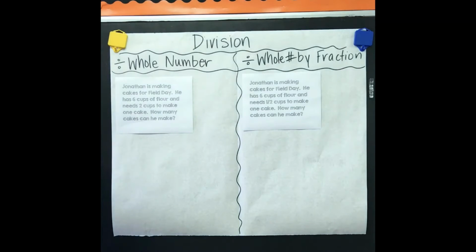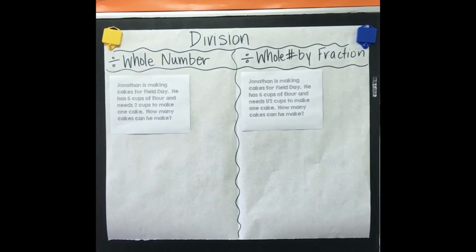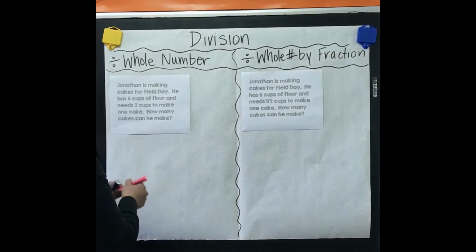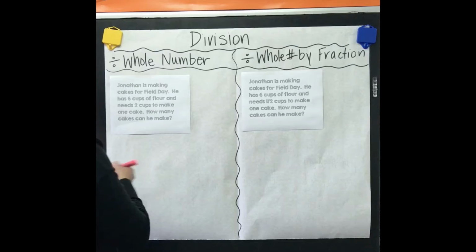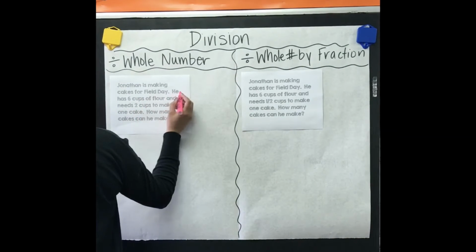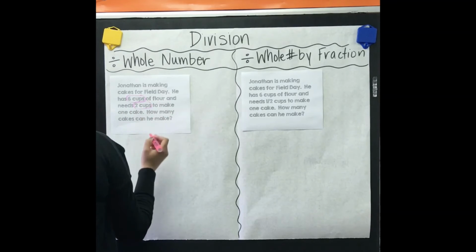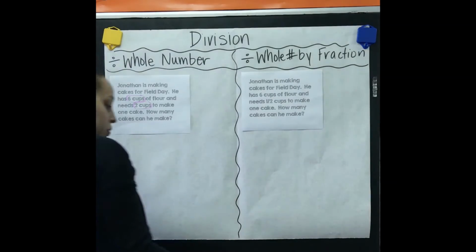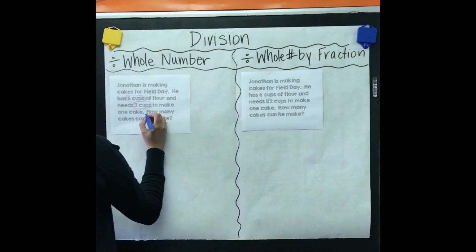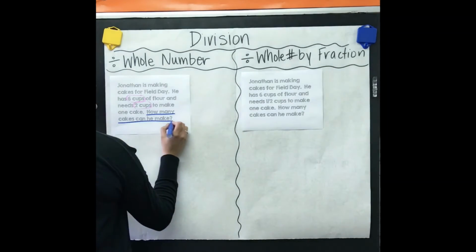Our first story problem says, Jonathan is making cakes for field day. He has 6 cups of flour and needs 2 cups to make 1 cake. How many cakes can he make? We're going to use cubes to solve these problems. We're going to circle the clue numbers: he has 6 cups, he needs 2 cups. We're going to U, underline the question: how many cakes can he make?